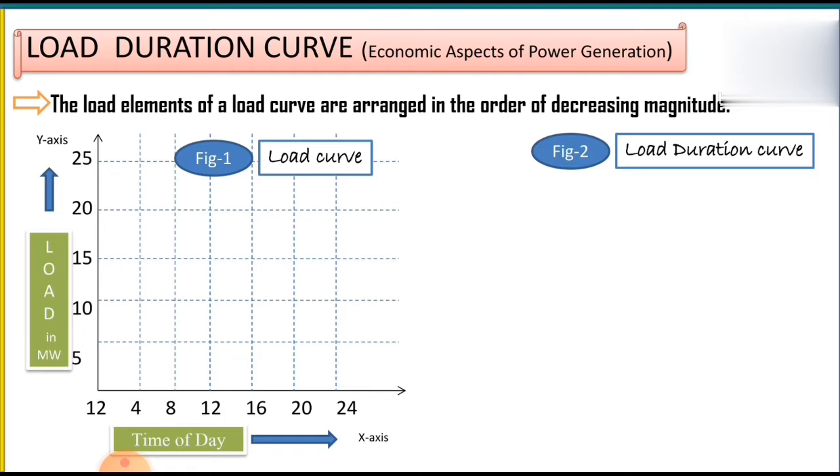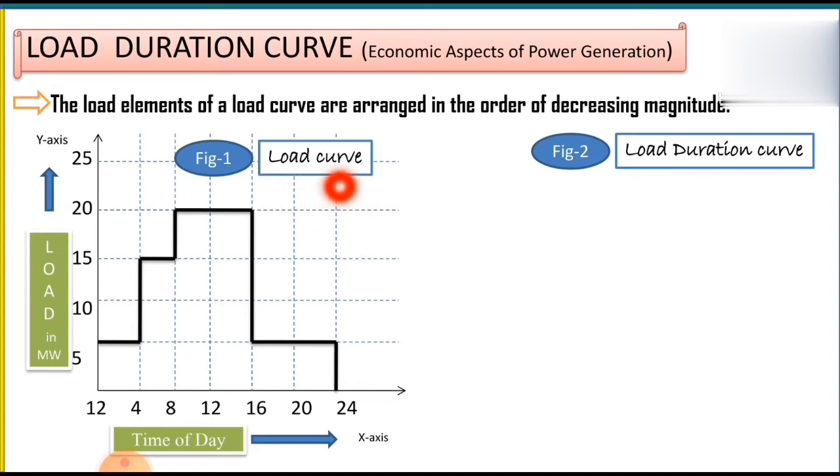It shows that for the first 4 hours of duration, the load is 5 megawatts. For the next 4 hours of duration, it is 15 megawatts. For the next 8 hours of duration, it is 20 megawatts. And for the next 8 hours of duration, it is 5 megawatts. And this figure 1 is the load curve.